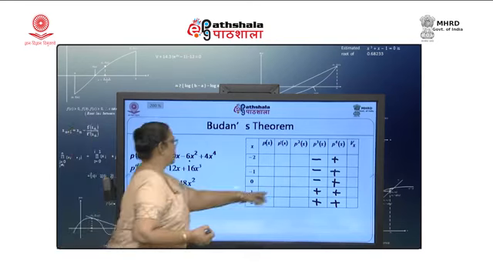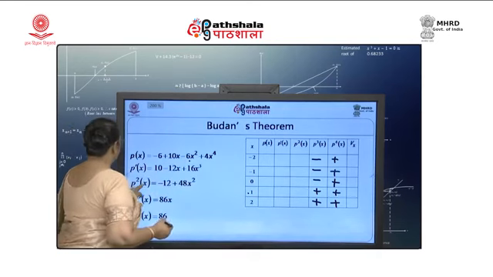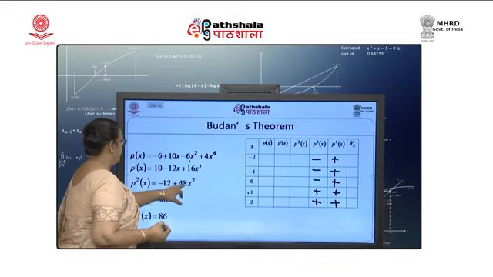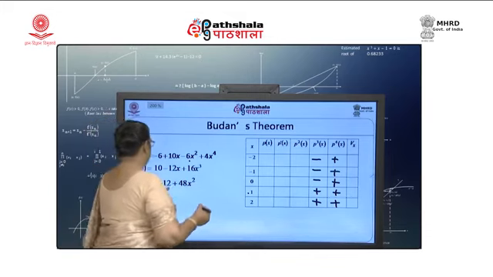Now, come to the column for the second derivative. The second derivative is 48x squared minus 12. At 0 it is negative, it is negative minus 12.